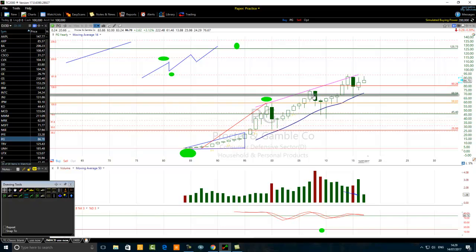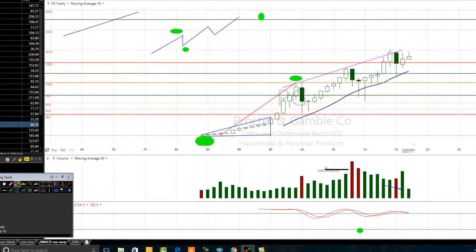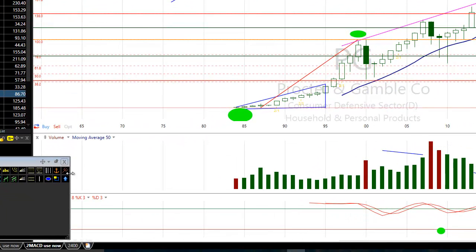At the same time, you are watching the volume bar. I want to draw your attention to this volume spike here. This is the point of this tutorial today. See that long volume bar, the red one here. Okay, I'm on a yearly chart.